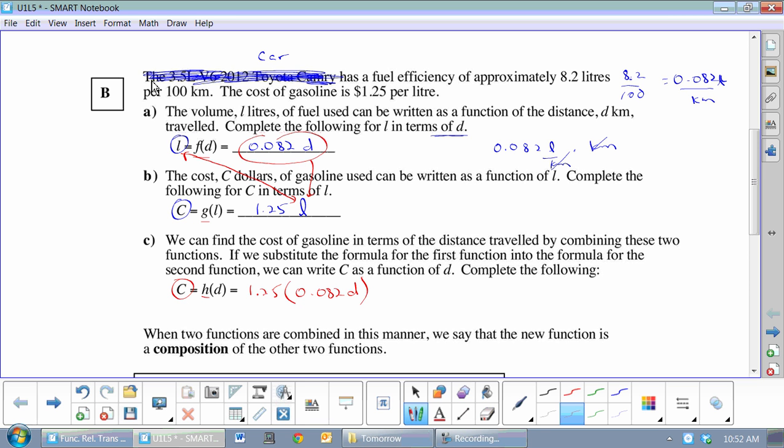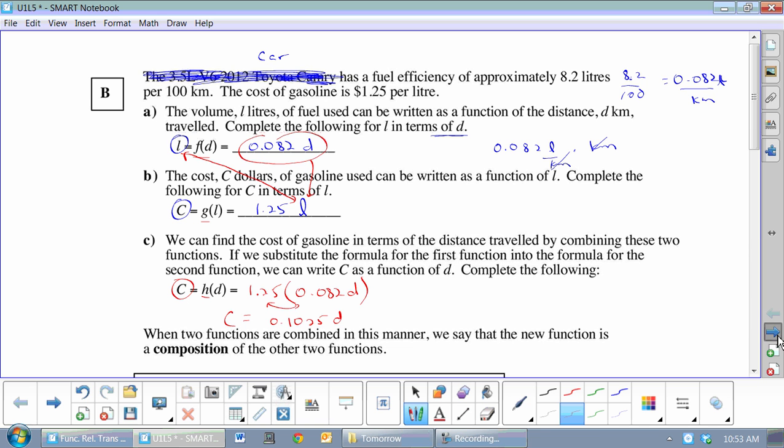Okay, and then you could multiply this out, and this would be 0.1025D. So that's the cost. That's how much it would cost you to drive D kilometers, right? And do you see how I put a function inside of a function? Okay, I took 0.082D and I put it into where L was. So that is a composite function.